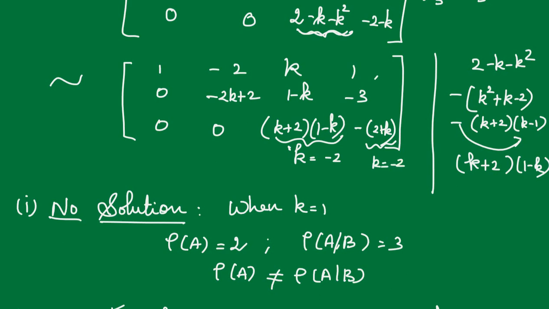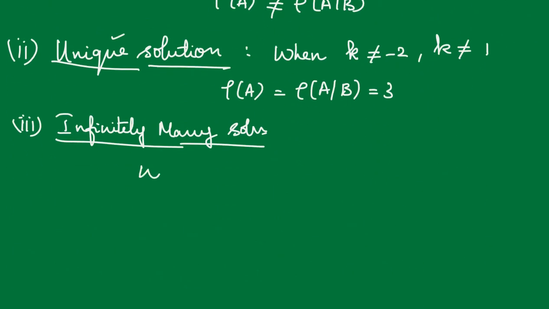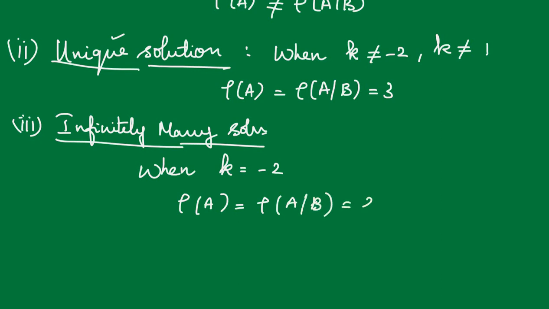We get the number of non-zero rows equal to 2 here. Therefore, here the third condition, when k takes the value minus 2, the rank of A is equal to rank of AB, which is equal to 2. We get infinitely many solutions.